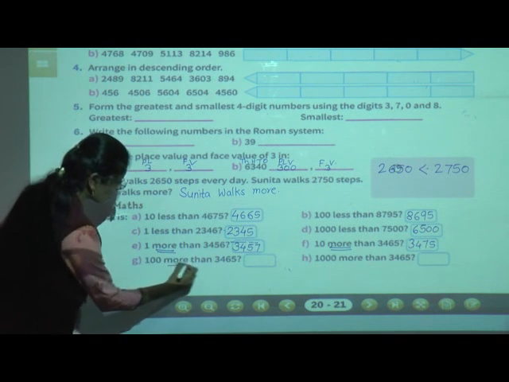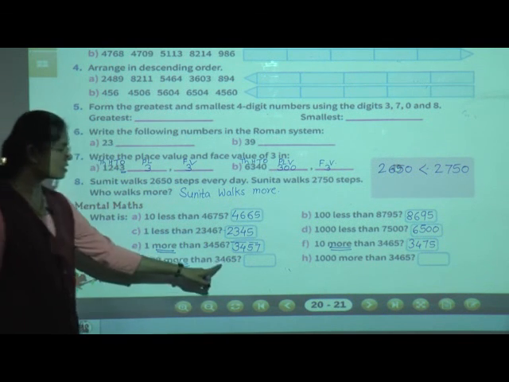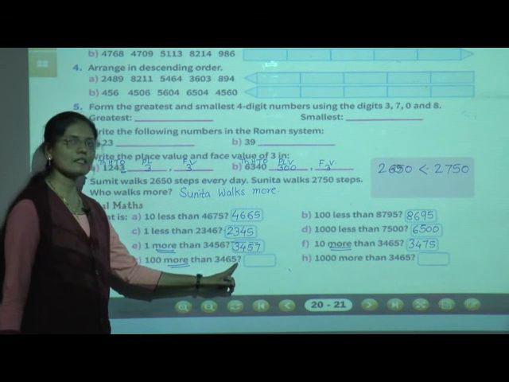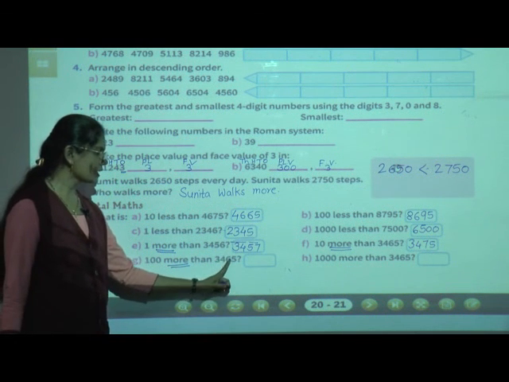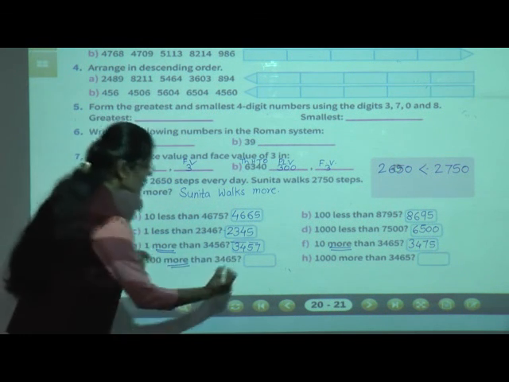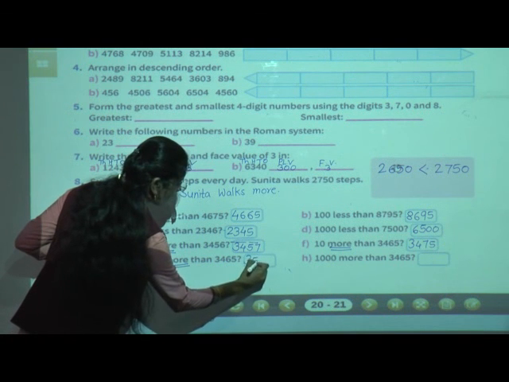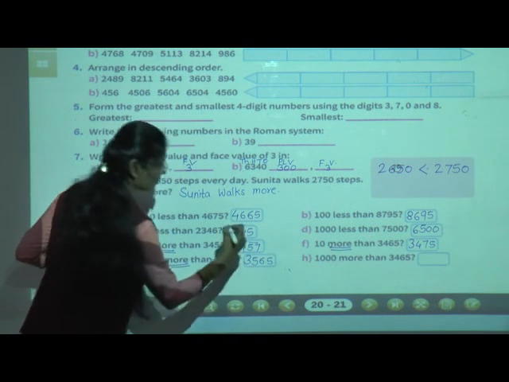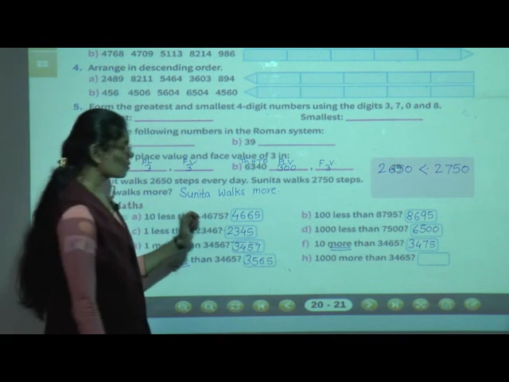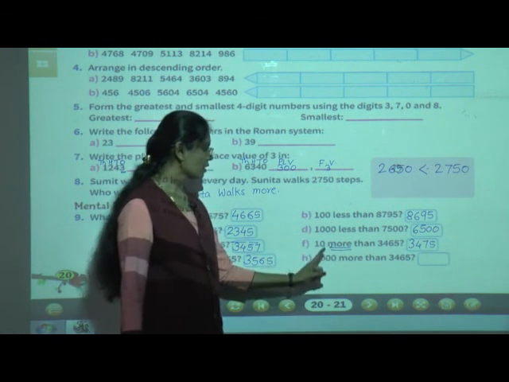Now G question. 100 more than 3465. More than. You have to add 100 in this number. So 465 plus 100, 565. So what will be the answer? 3565. Isn't it?